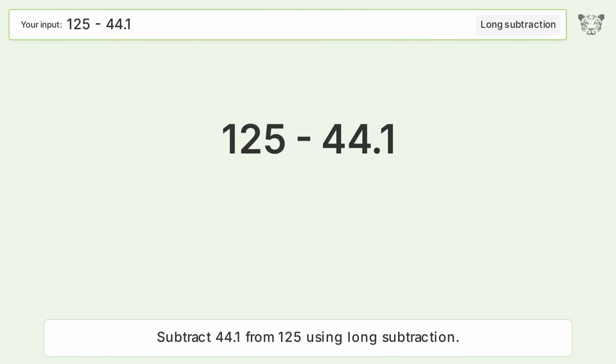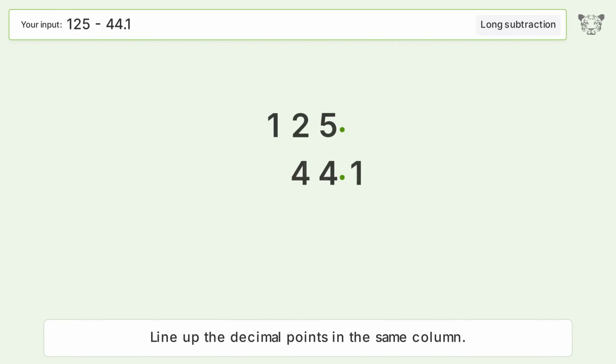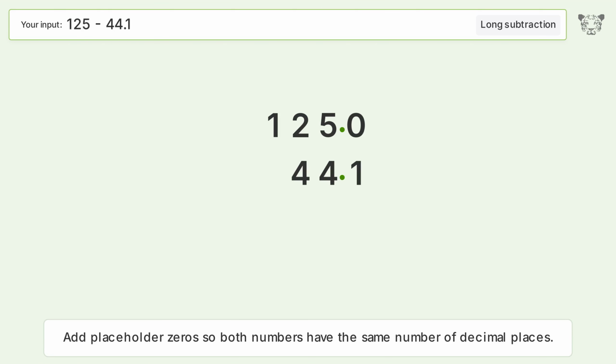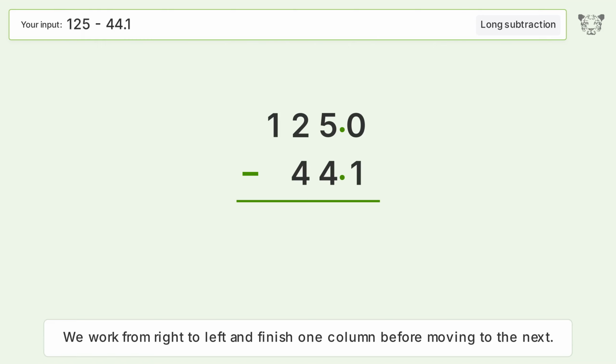Subtract 44.1 from 125 using long subtraction. Line up the decimal points in the same column. Add placeholder zeros so both numbers have the same number of decimal places. We work from right to left and finish one column before moving to the next.